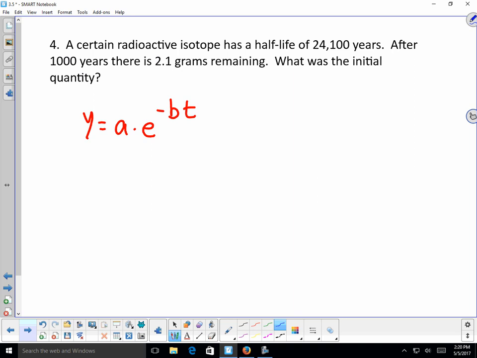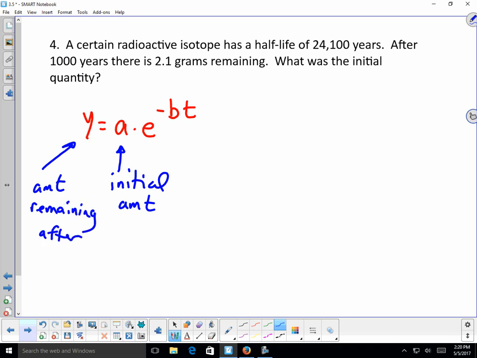All right, so this a right here is the initial amount. This y right here is the amount remaining after t years. t obviously is going to be the number of years, and this b value is just a constant that holds for the life of this problem, and then when you do another problem, you get a new b value, and so on, right? That's just the constant.